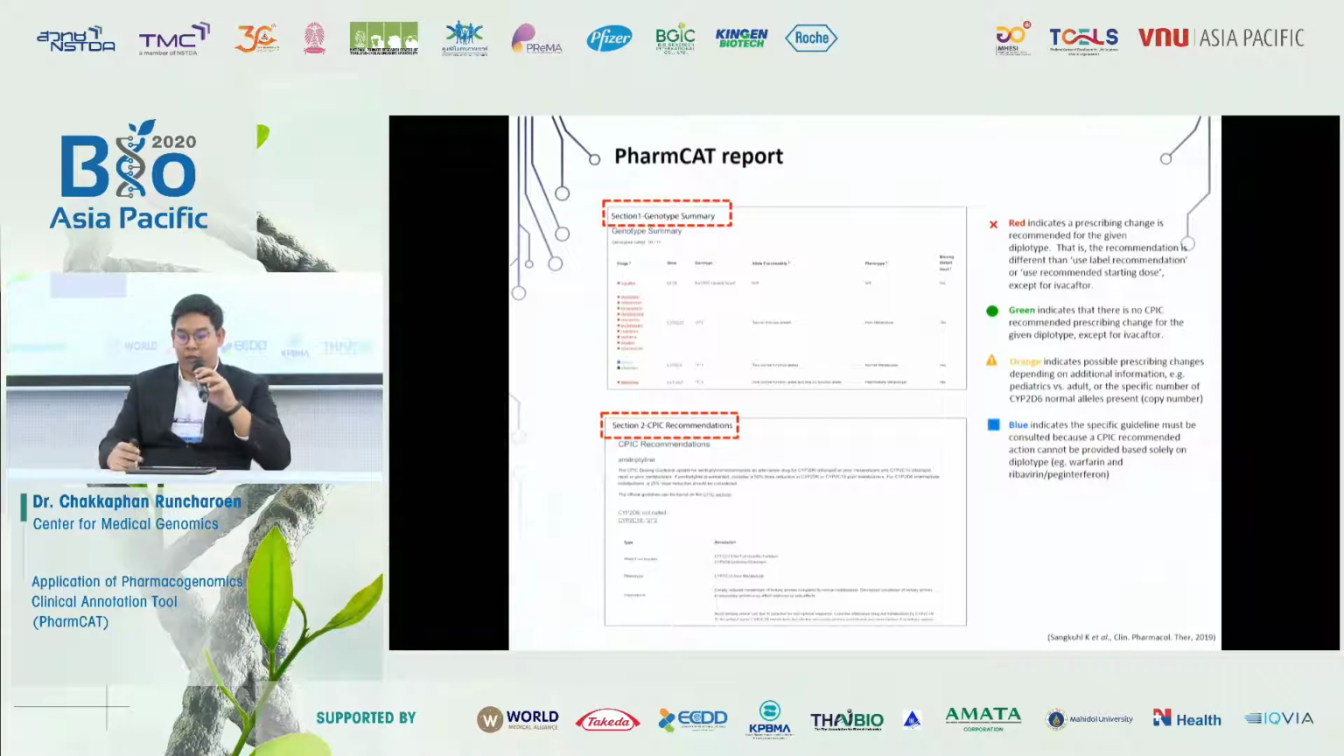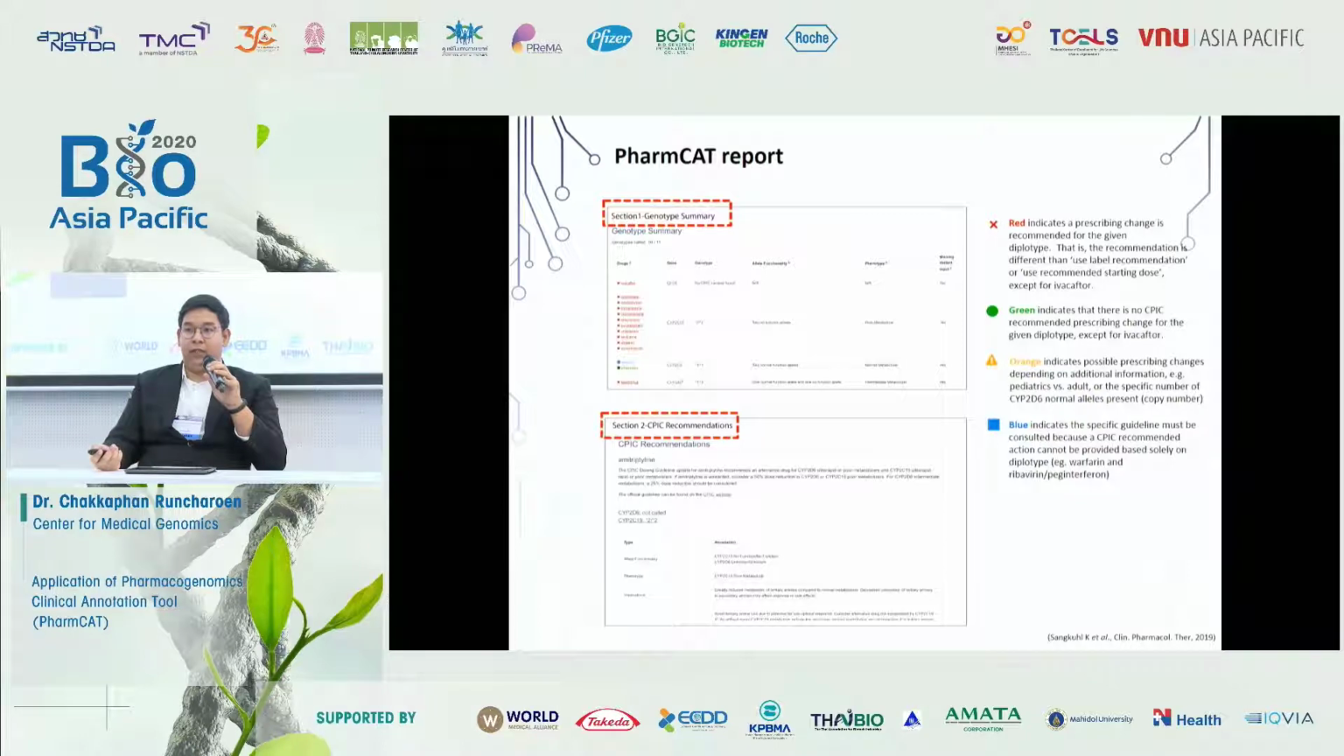This shows an example of the PharmCAT report. The PharmCAT report can be divided into three sections. The first is genotype summaries. This section reports the list of drugs based on CPIC guidelines, the genotype, and also the phenotype of this sample.